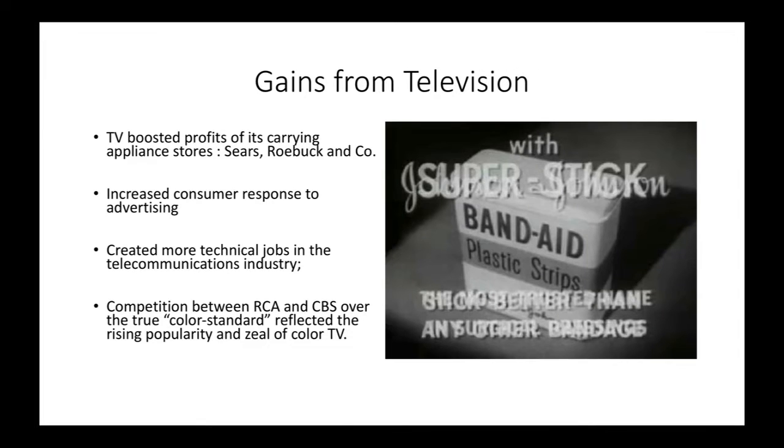A lot of changes happened from television. During the 1950s, especially when color TVs came about after CBS had perfected a color standard, that became the broadcasting standard for TV. That boosted profits for many appliance stores that were selling TVs, including Sears, Roebuck and Company.